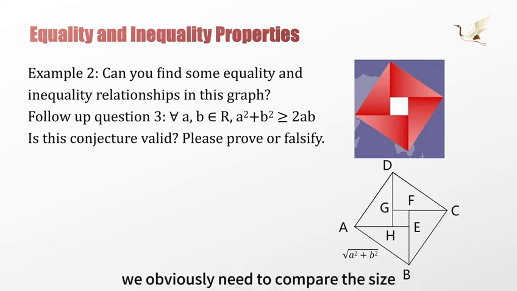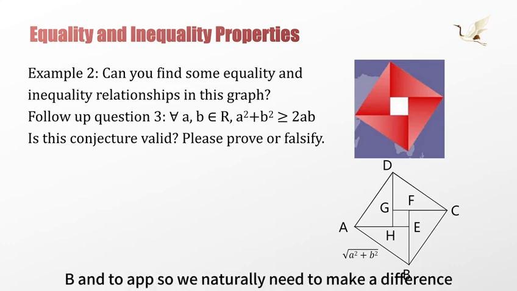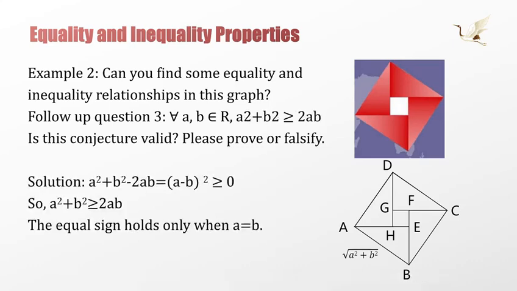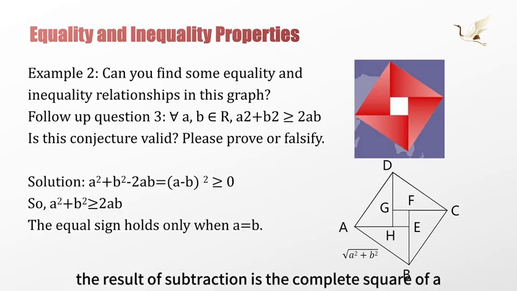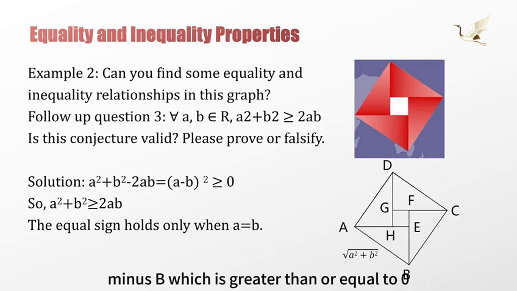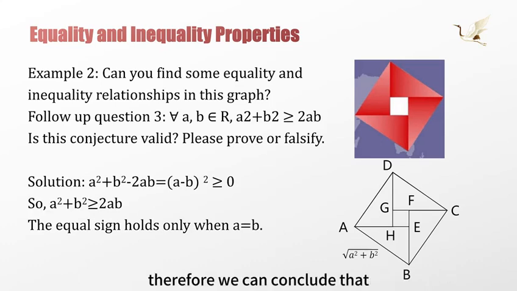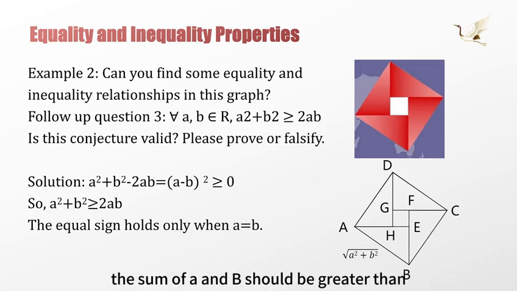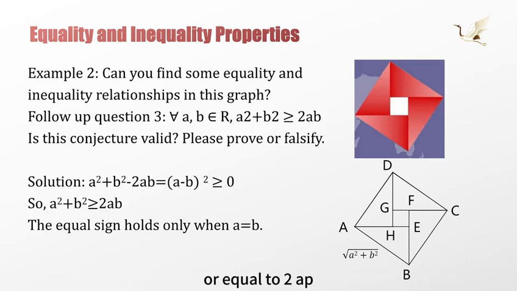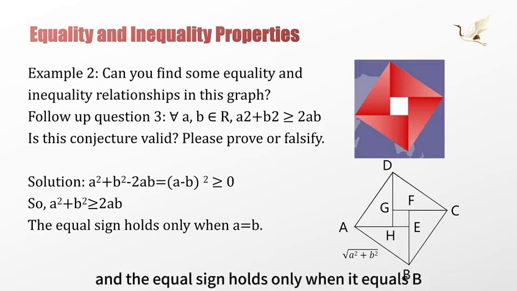At this moment, we obviously need to compare the size relationship between a squared plus b squared and 2ab, so we naturally need to take the difference. The result of subtraction is the perfect square of a minus b, which is greater than or equal to 0. Therefore, we can conclude that a squared plus b squared should be greater than or equal to 2ab, and the equal sign holds if and only if a equals b.